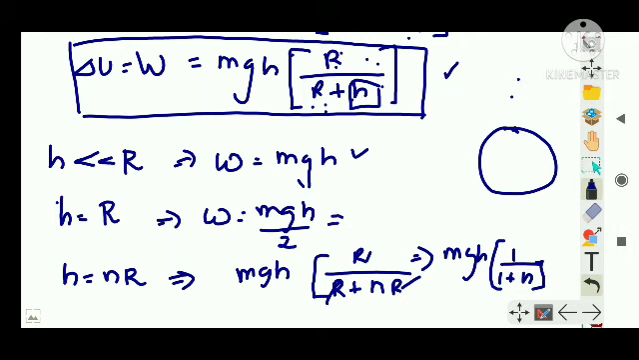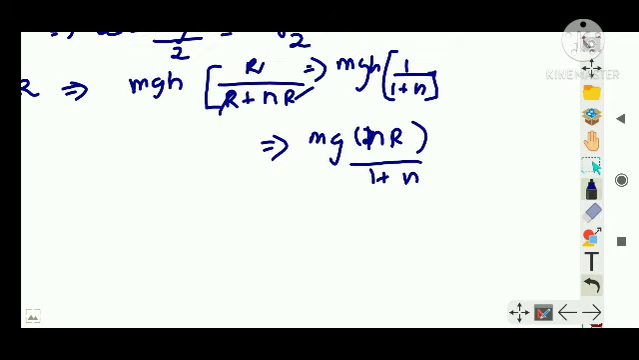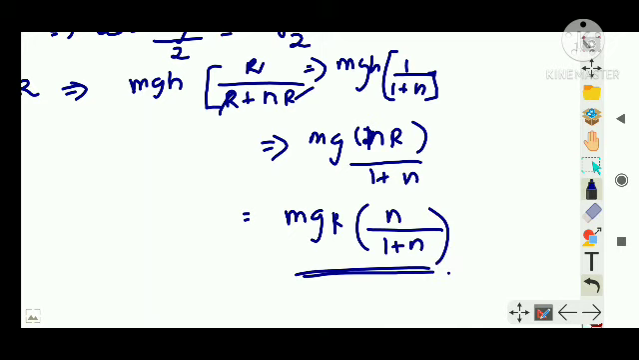Since h is equal to nr, here I can also change mgh, as it is equal to r, so I can write mgr by 2. Or here I can write mg, in place of h I write nr, into 1 divided by (1 plus n). So I can write mgr n divided by (1 plus n). So you got the expressions. I hope you can write them in your book.